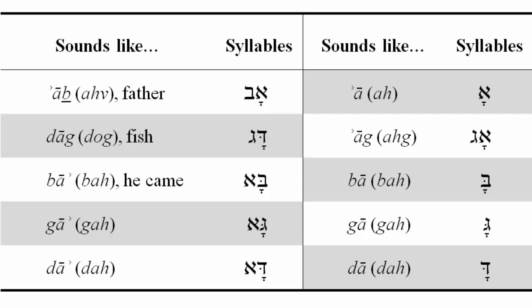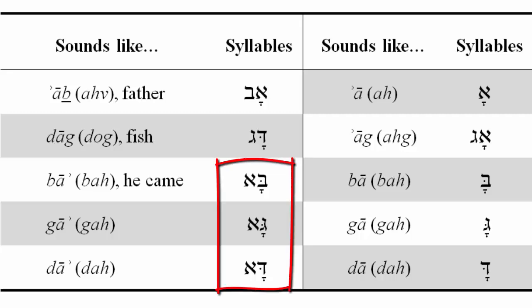Let's read over this collection of syllables. Then again, beginning with the upper right. Ah, ag, ba, ga, da. And now the group on the left. Av, dag, ba, ga, da.